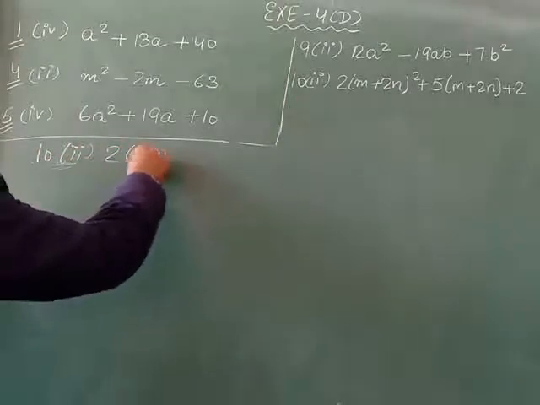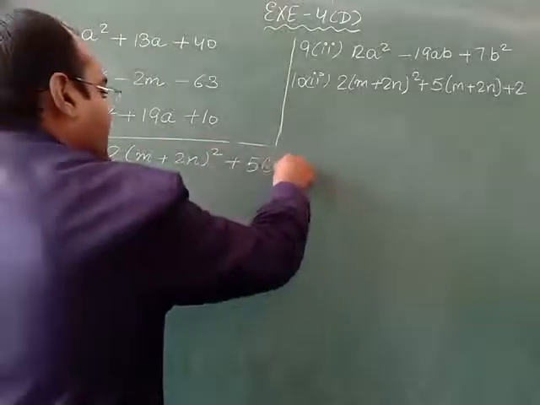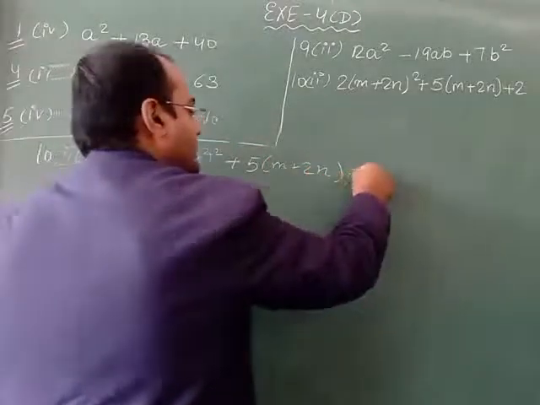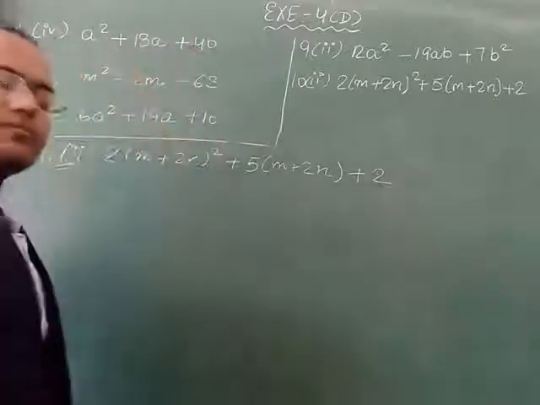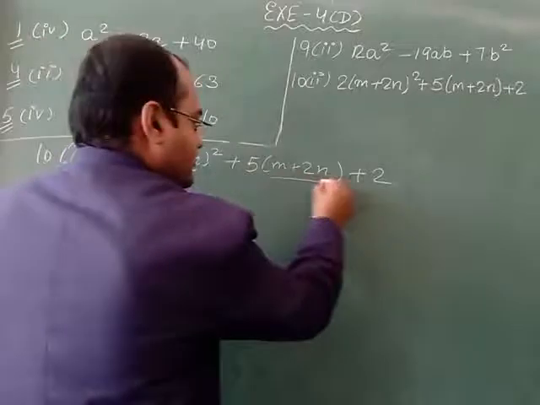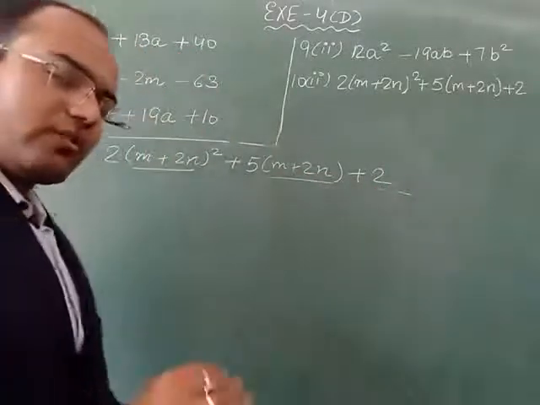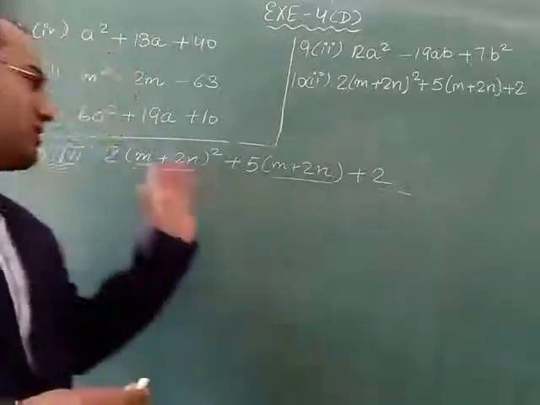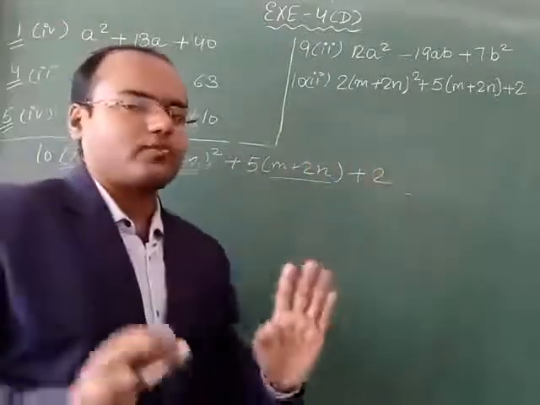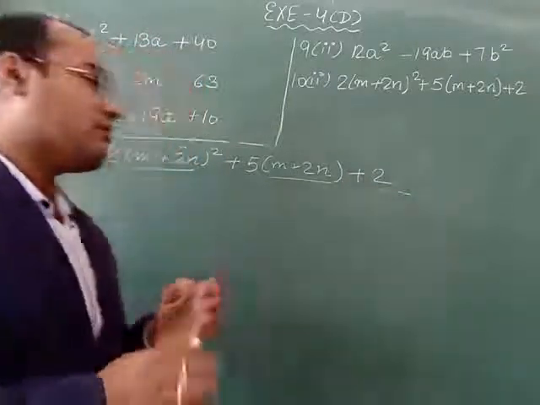Two bracket m plus 2n whole square plus 5 bracket m plus 2n plus 2. So in this question, m plus 2n is coming here also, but in this third term we are not getting m plus 2n, so we will not take common. Common means from all the three terms you have to take common, but here we are not getting m plus 2n, so we will not take common.